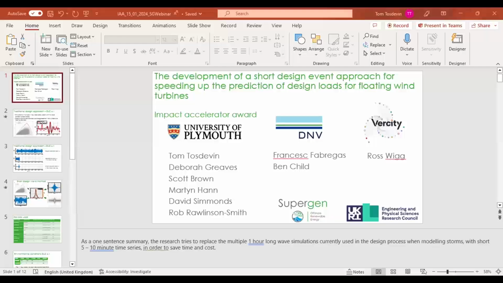I'd like to start off by introducing Tom Tostevin, who's our Coast Research Fellow at the University of Plymouth, and he's been working with us for a number of years, supporting the work of the Coast Engineering Research Group and the Coast Laboratory in physical and numerical modelling of floating offshore renewable energy devices. Over to you, Tom. Tom's going to talk to us about the development of a short design event approach for speeding up the prediction of design loads for floating wind turbines.